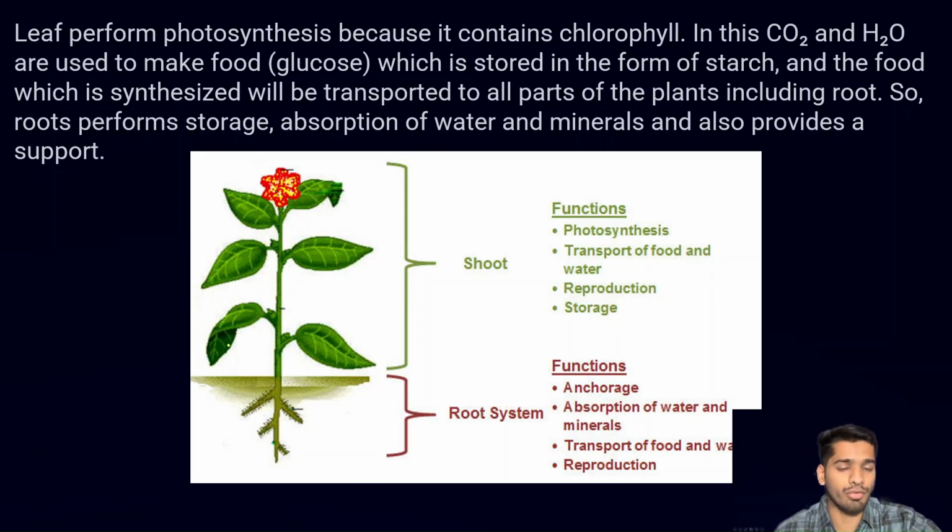After that, above your soil, we have shoot. So inside your shoot, we have stem, we have leaf, we have flowers, etc. The most important function which is related to this chapter is photosynthesis. Inside your leaf, we have chlorophyll, which is nothing but a pigment. So what is happening inside chlorophyll?